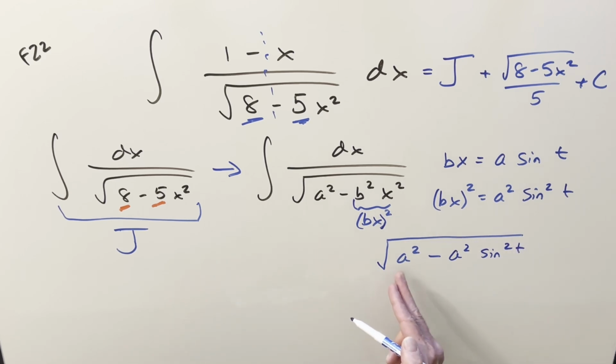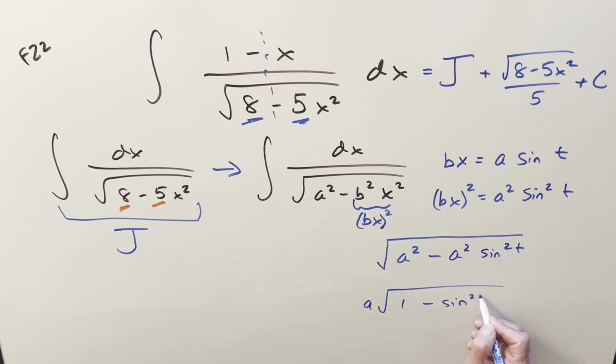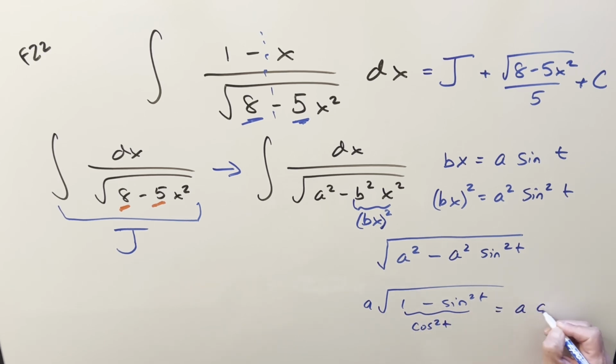But then you can factor out the a, bring it outside the square root, so we end up with a times the square root of 1 minus sine squared t. This thing is cosine squared t, and so this is going to be just a cosine of t. I'm going to drop the absolute value because it's going to work out, but we'll have this thing.